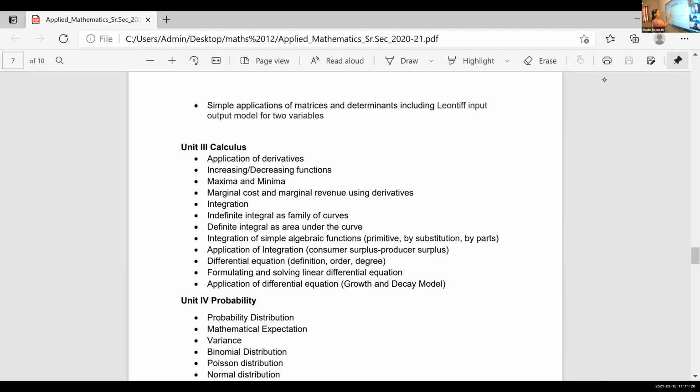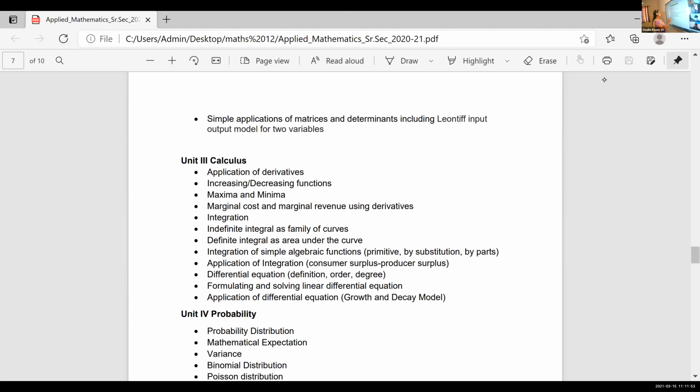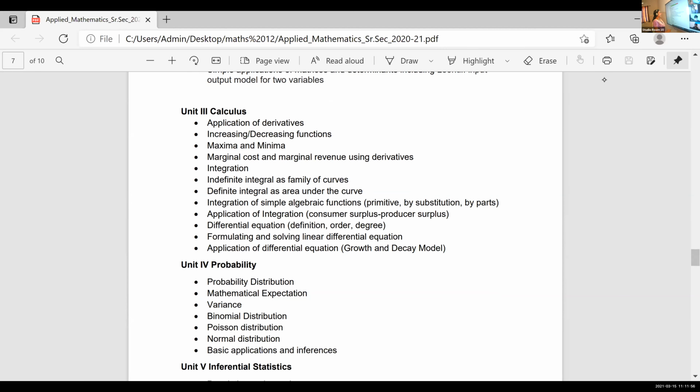Calculus: application of derivatives we did, increasing, decreasing, maxima, minima, marginal cost. Integration: indefinite integrals, definite integrals, then integration of simple algebraic functions, substitution method, and integration by parts. In between we have application of integrals, consumer surplus and producer surplus, and application of differential equation, growth and decay model. Once we get the textbook, we'll be able to do these topics too.